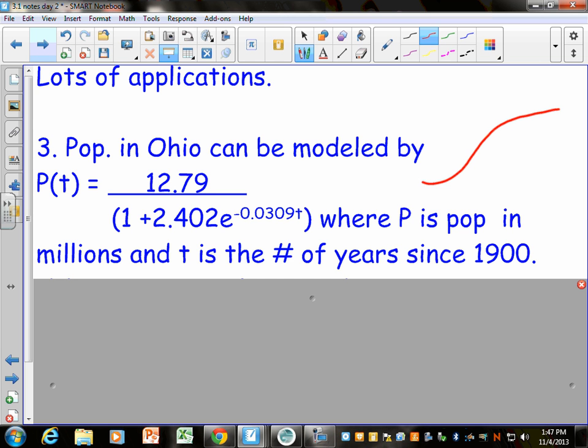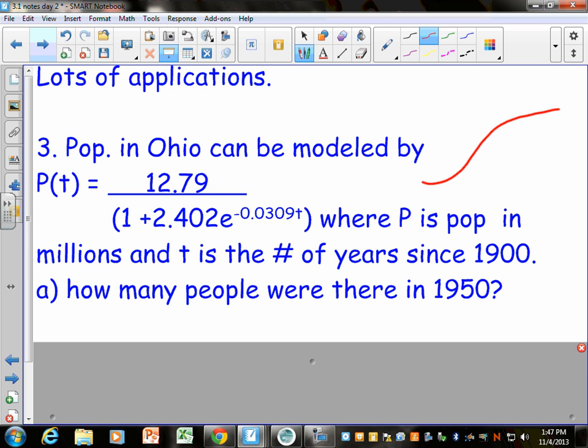Really important on these is you pay attention to what the letters represent. P is the population in millions, and T is the number of years since 1950. And I'm going to have two parts of this. Part A says how many people were there in 1950.